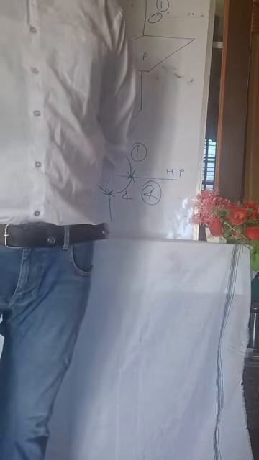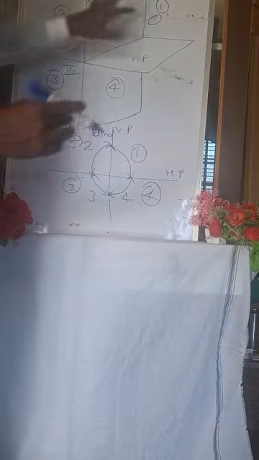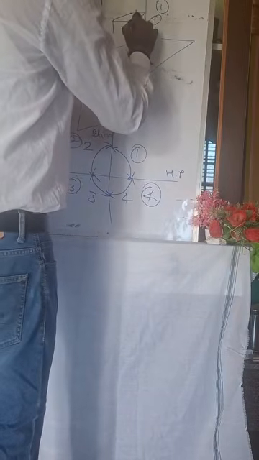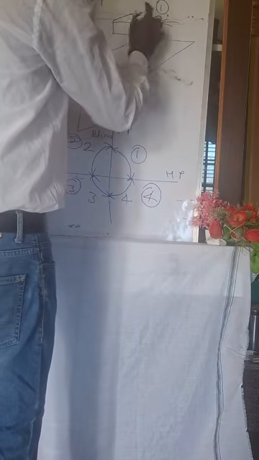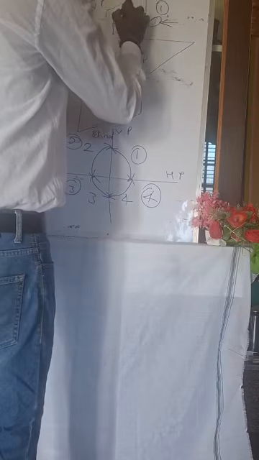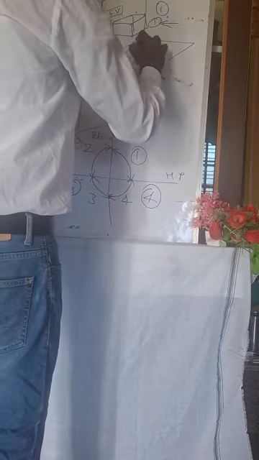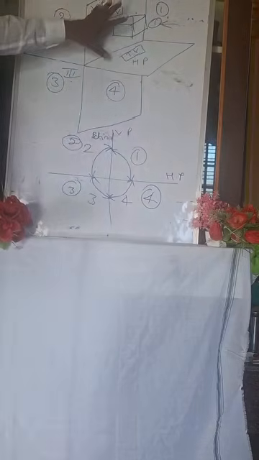In the exam they ask what the difference is between first angle projection and third angle projection. In first angle projection you keep the object here. The observer observes the object; the vertical plane represents the front view, and the horizontal plane represents the top view. This is called first angle projection.